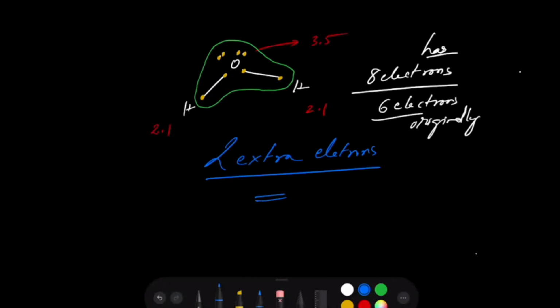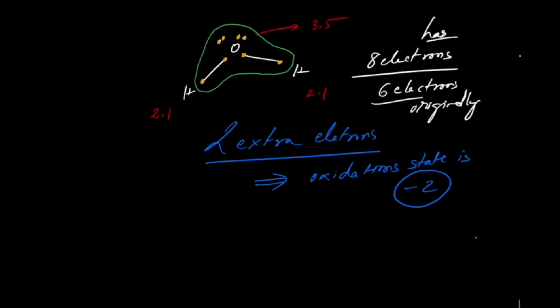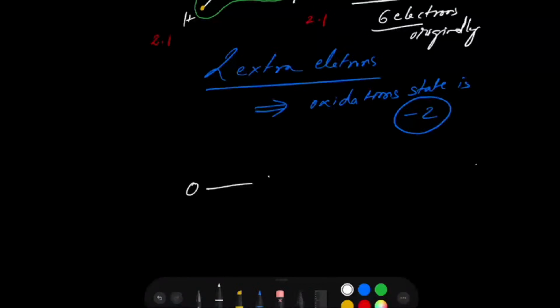That's why oxidation state is -2. Oxidation state of oxygen in water is -2. Similarly, in OH minus, let us see. In OH minus, this is OH minus.